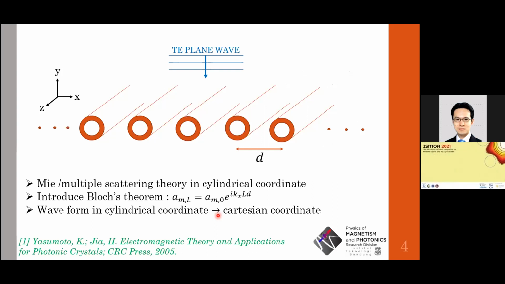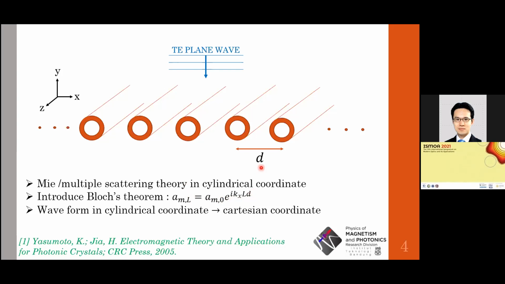We can actually conduct this study on a theoretical basis. We simply use the Mie-scattering theory, or some people may call it the multiple scattering theory, but we do it in cylindrical coordinate system. The difference here in our calculation is that we introduce Bloch theorem into our calculation. Normally, when the number of structures is limited, each structure will have a different scattering coefficient. But now here, since our system is periodic like this, we can immediately see that the scattering coefficient of tube number L is simply the scattering coefficient of the central nanotube multiplied with an exponential factor, which has the information of periodicity of the system.